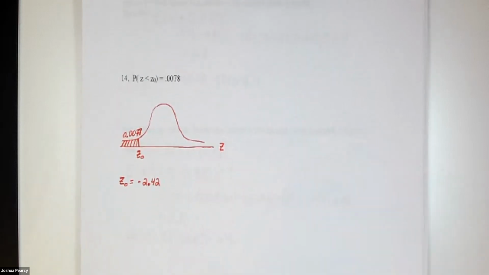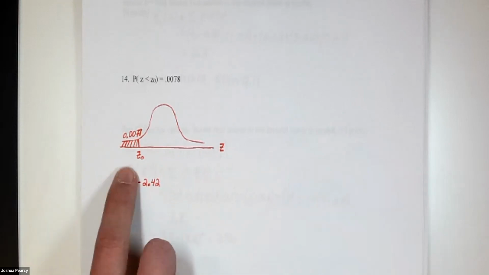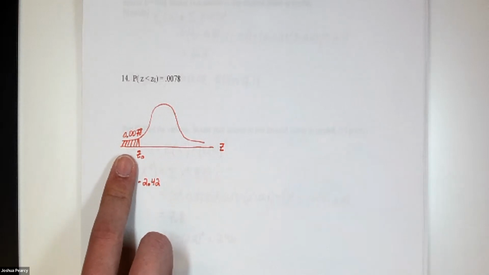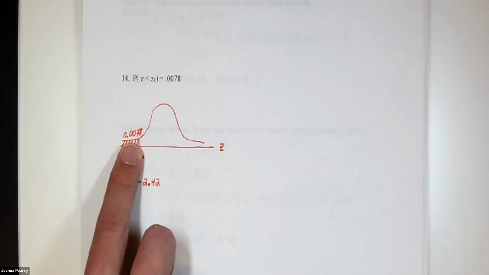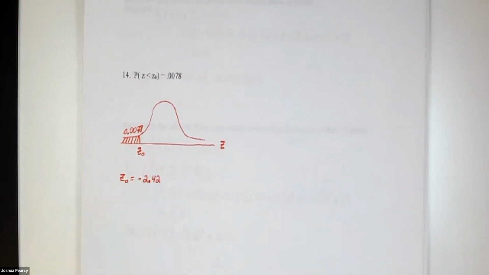Number 14, the probability of z being less than z naught is 0.0078. So it's going to be somewhere down here since the area to the left of it is so small. Then all you have to do is look for that area in the table. And if you do, the corresponding z-score is minus 2.42.